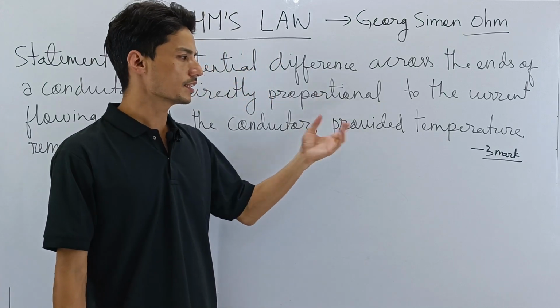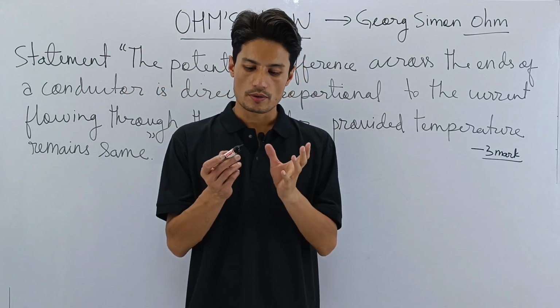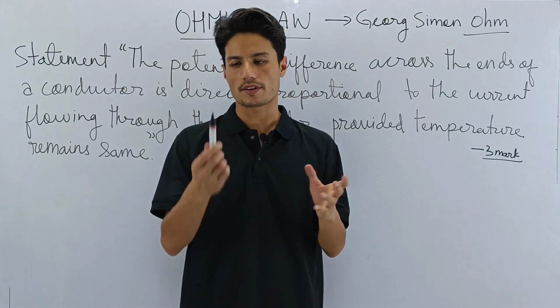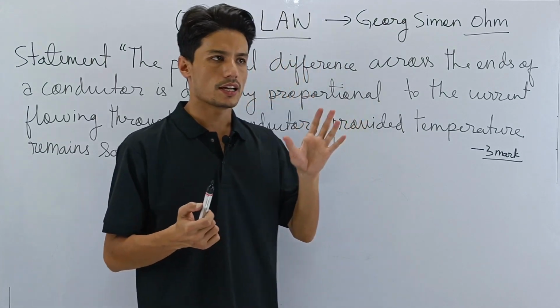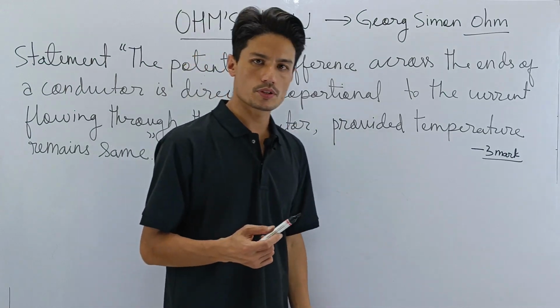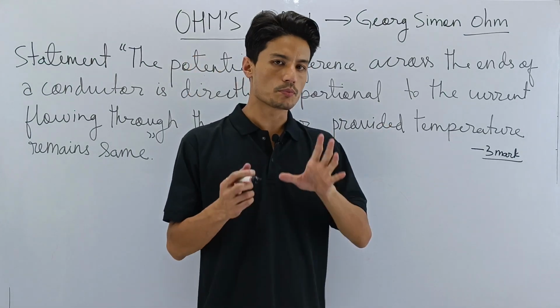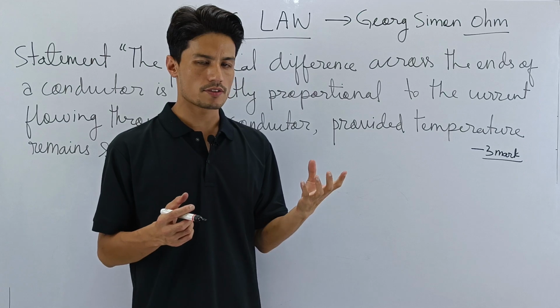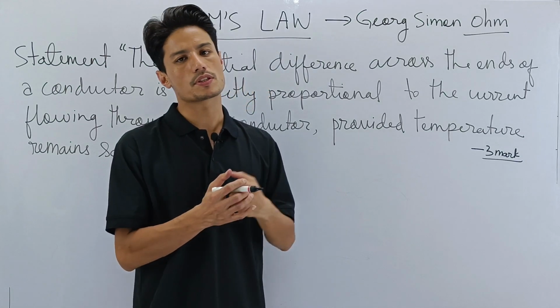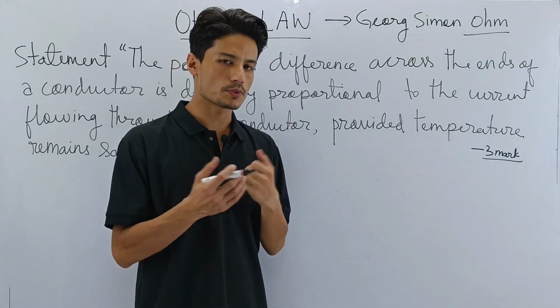Now let us try to understand this. Ohm's law brings out a relationship between potential difference and current. Let us do a quick revision of what we have learned in the previous video. In the previous video, we were learning about potential difference. If I ask you, my dear students, what is potential difference? Please tell me what is potential difference.